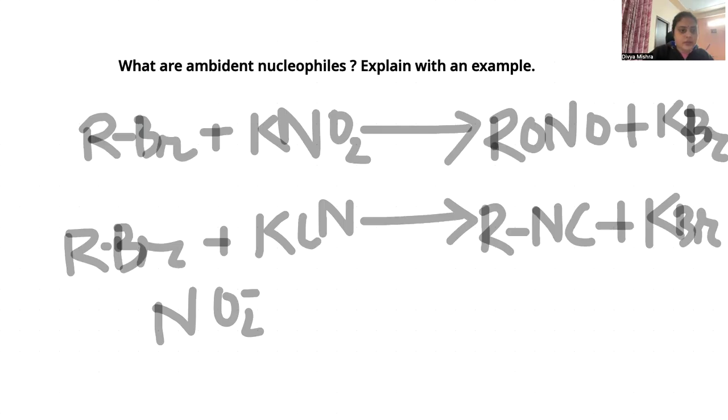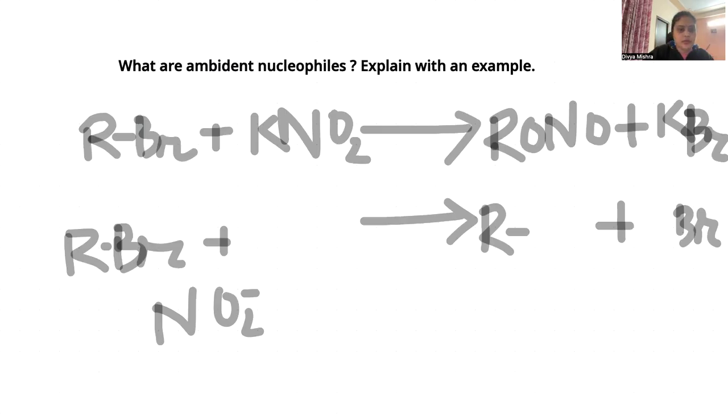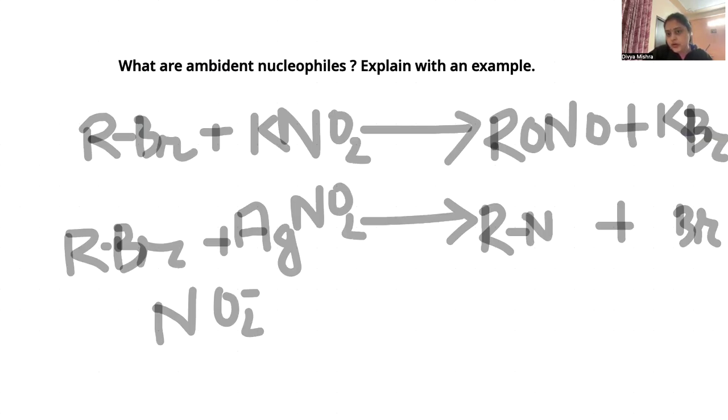Similarly, if another reagent is AgNO2, silver nitrite, the attacking atom will be nitrogen here. So you will get alkyl nitro compound, RNO2, and the side product will be AgBr.